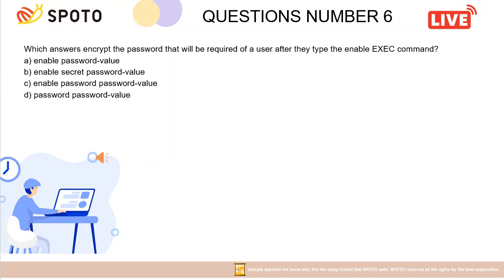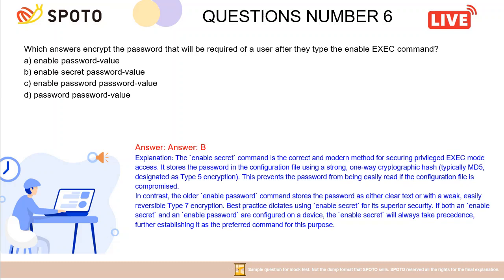Answer B. The enable secret command is the correct and modern method for securing privileged exec mode access. It stores the password in the configuration file using a strong, one-way cryptographic hash, typically MD5, designated as Type 5 encryption. This prevents the password from being easily read if the configuration file is compromised.